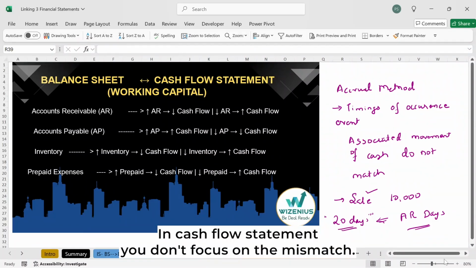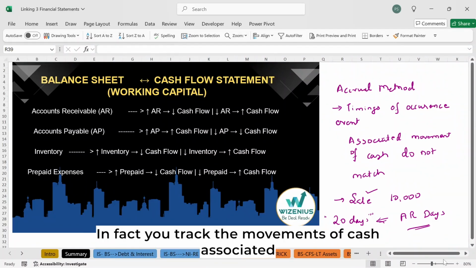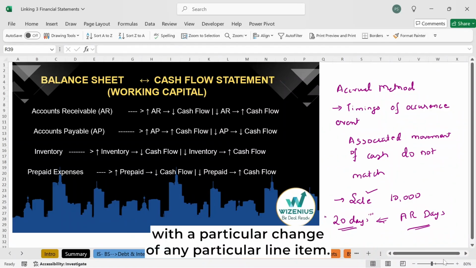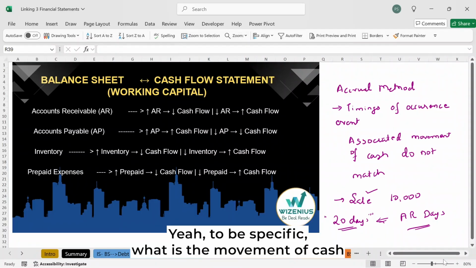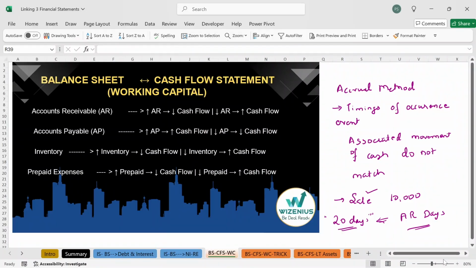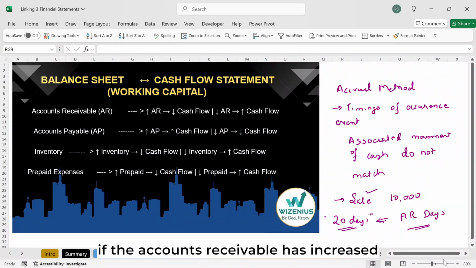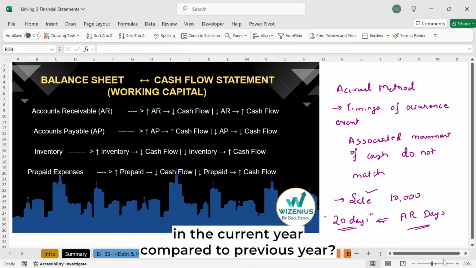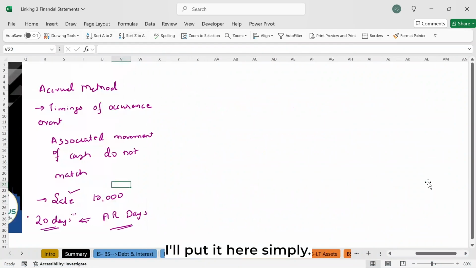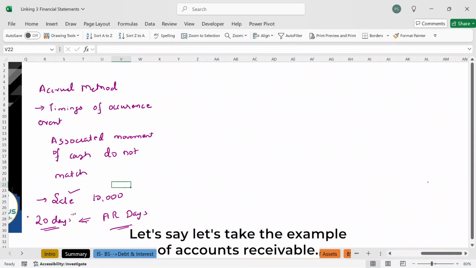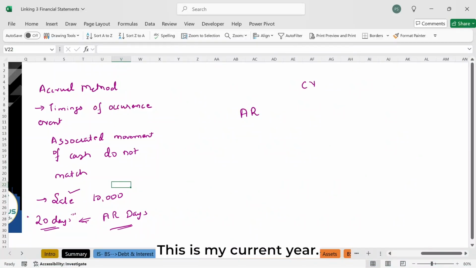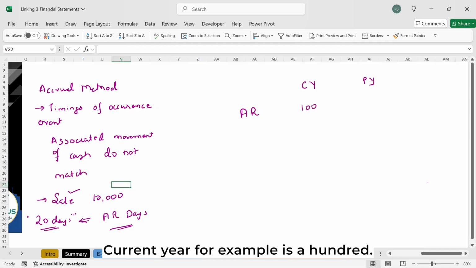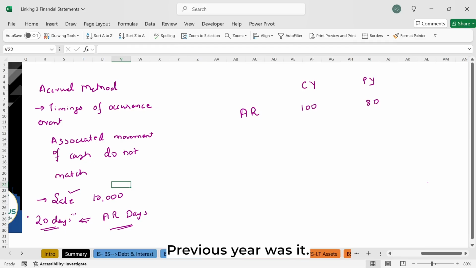In the cash flow statement, you don't focus on the mismatch. In fact, you track the movements of cash associated with a change in any particular line item. To be specific, what is the movement of cash if the accounts receivable has increased in the current year compared to the previous year? We need to look into that. I'll put it here simply. Let's take the example of accounts receivable. This is my current year, this is my previous year. Current year, for example, is 100, previous year was 80.